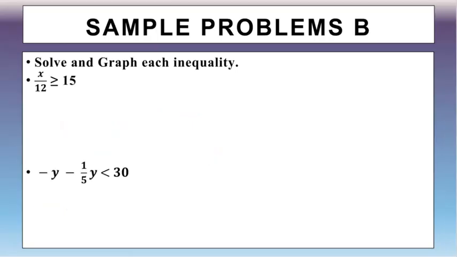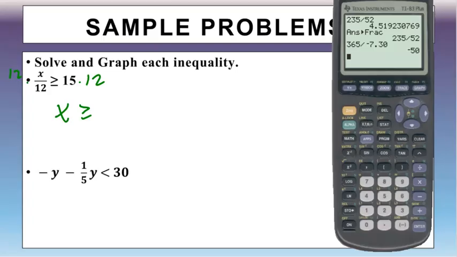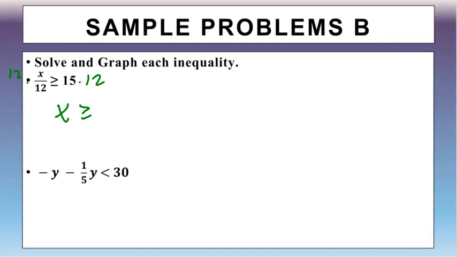Next, solve and graph these inequalities. So the opposite of dividing by 12 is multiplying by 12. So I do that on both sides. I now have x is greater than or equal to 15 times 12. Let's do that quickly on our calculator. So 15 times 12 gives us 180.